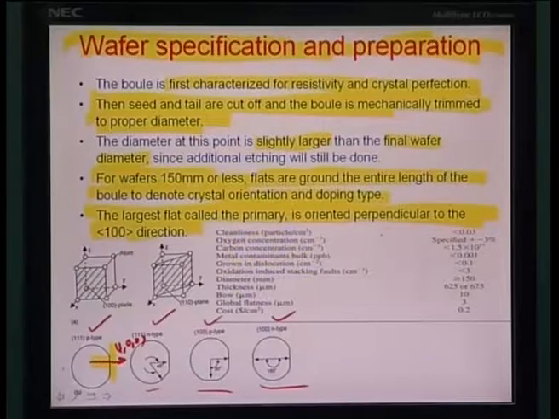Other important aspects here are the full specs, where it considers what the cleanliness is in particles per centimeter square, what the oxygen concentration is, the carbon, the metal contaminants in the bulk in parts per billion. You can also talk about grown-in dislocations per centimeter square of the surface area of the wafer. You could talk about oxygen induced stacking faults.